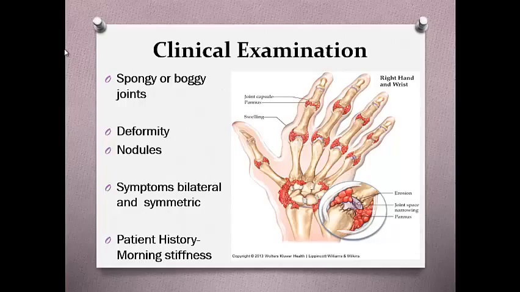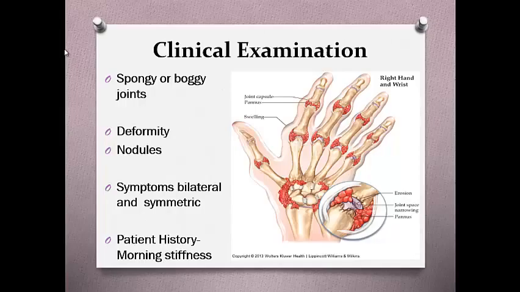Again, we might see these rheumatoid nodules upon examination. They're small, non-tender, and movable. Again, the symptoms are usually bilateral and symmetric. Cardinal sign with the patient's history, talking to the patient, is early morning stiffness. Usually lasts for about the first hour of the day, 30 to 45 minutes. Beginning of the day, they often say they feel like they can't even get out of bed.